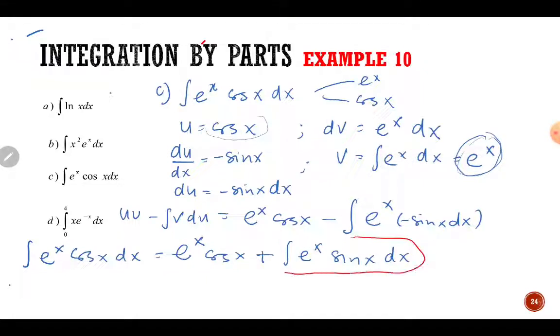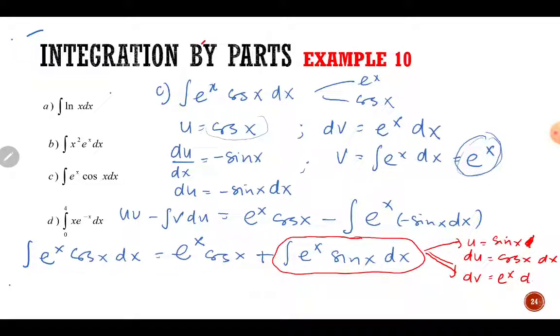Yang ni, kan? So, apa yang you perlu buat, buat lagi sekali integration by part and make sure you remain the same pattern. Yang you let your u is trigo function. So, u equals to sin x. Okay, so du is equals to cos x dx. And dv kita adalah e to the power of x dx. So, v kita adalah integrate e to the power of x dx. Kita dapat e to the power of x, kan?